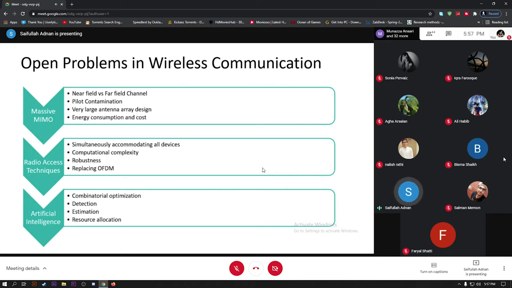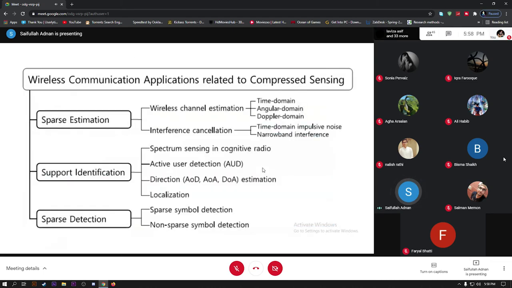The most important thing everyone talks about is artificial intelligence. It has been taking a very important role in wireless communication, and can be used for combinatorial optimization. At the receiver side, when the receiver receives a large amount of data, because the number of users is increasing and carrying large amounts of data, signal detection is becoming very difficult. So to accurately detect the transmitted signal, artificial intelligence can be used. And also, like I said, channel estimation. For channel estimation, we can also use artificial intelligence.